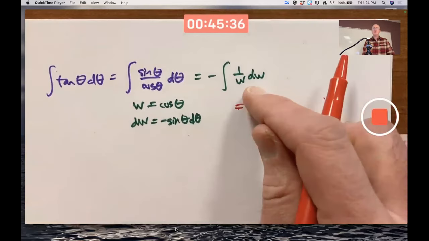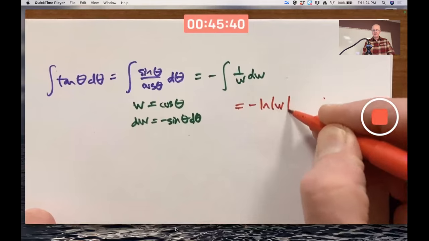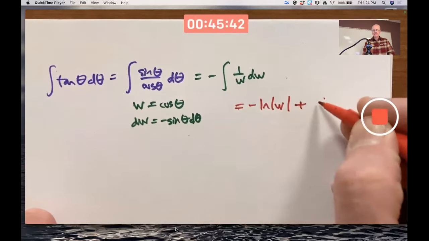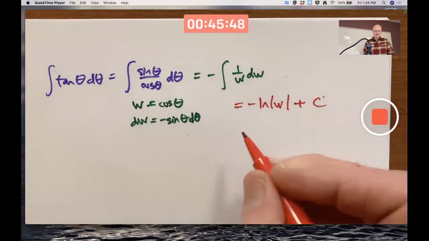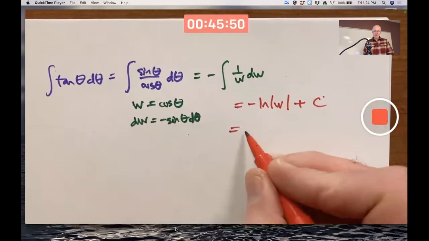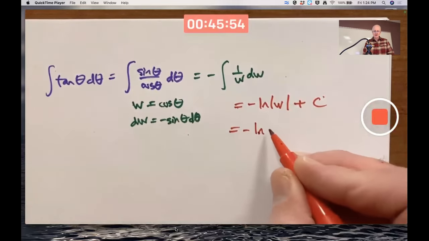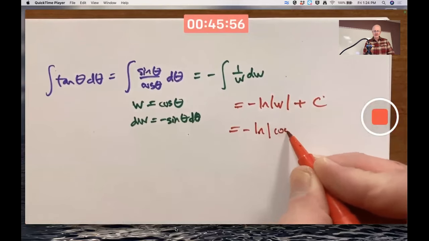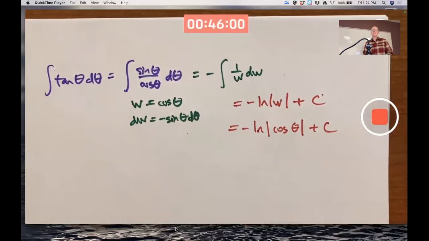Technically speaking, W could be positive or negative here, and so you do want to allow for that and put absolute value signs here. And that is important for some applications once in a while, so make sure to do it. But don't end there. Remember, you got to replace W in terms of the original variable. So we get negative natural log of the absolute value of the cosine theta plus C.